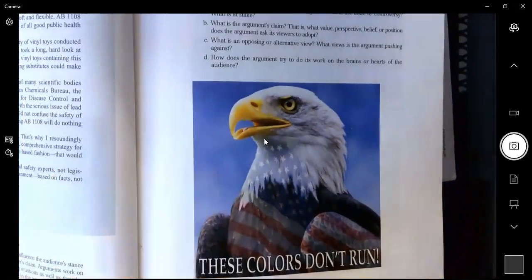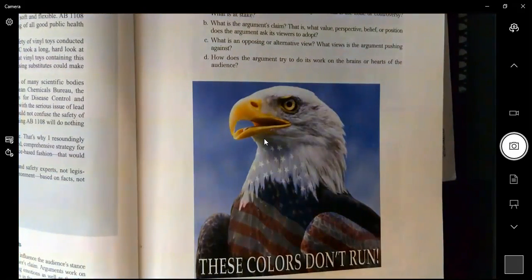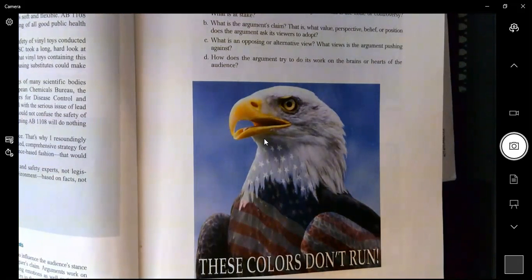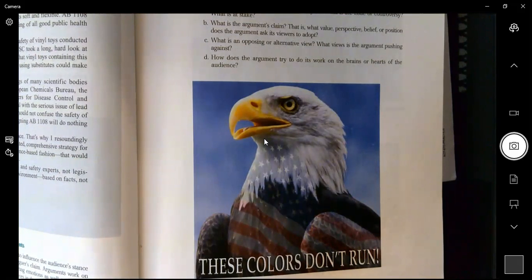So what value, perspective, belief, or position does it ask viewers to adopt, right? And we can get that once we've come up with the explicit claim. What is an opposing or alternative view? What views is the argument pushing against? And lastly, how does the argument try to do its work on the brains or hearts of the audience?